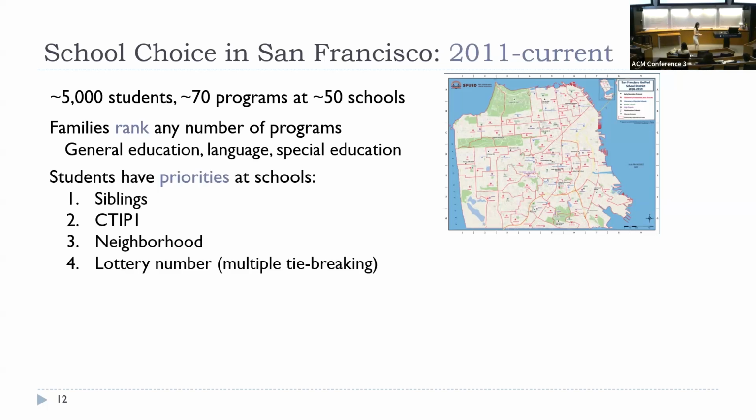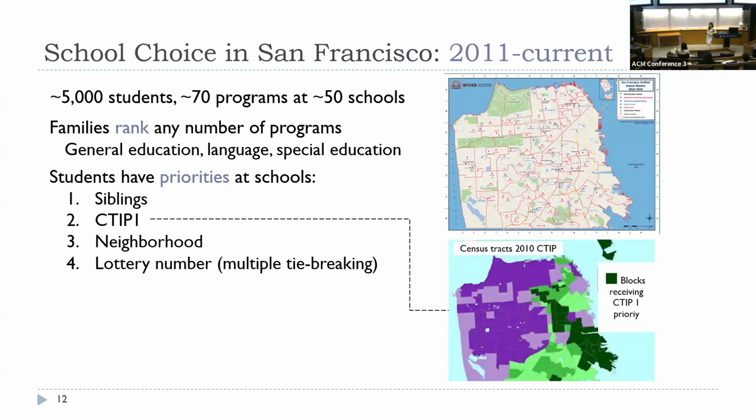And students have priorities at schools based on whether they have a sibling at the school, or whether they have this special C-1 status, which is basically if they live in these dark green blocks, which are the ones that have historically low test scores. The idea is to give a boost to students who live in historically academically underserved areas. Then there's also neighborhood priority, and these are just course priorities. All remaining ties are broken using random lotteries, and they use multiple tiebreakers.